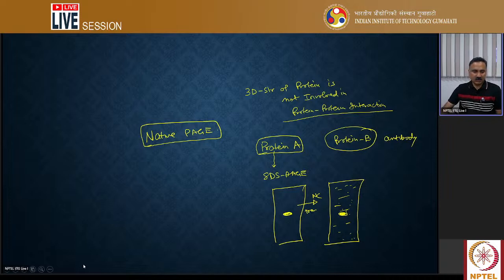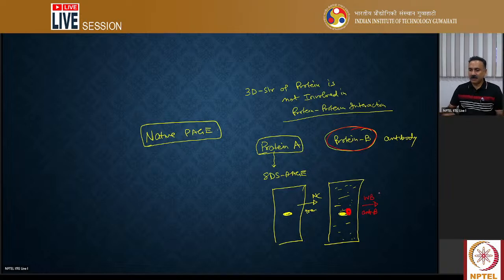So what will happen? Let me change the color, it will be much easier, right? So this is the protein B, this red one. What will happen is the protein B will go and sit here. So this is the A, this is the B, right? Now what I am going to do is a Western blotting with anti-B.